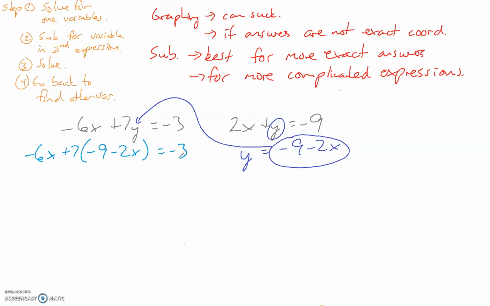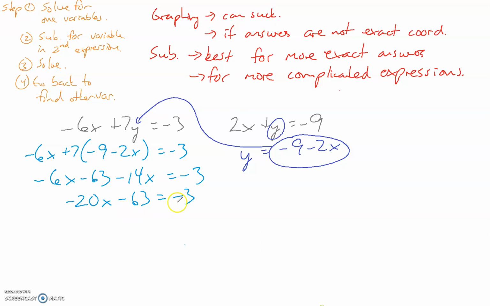Okay, so now we move on to step 3. Got to solve. Well, let's multiply the brackets out and clean things up. So negative 6x, 7 times negative 9 will give me negative 63, and then I've got minus 14x is equal to negative 3. All right, got to combine like terms here. Negative 6x and negative 14x, so I've got negative 20x altogether, take away 63 is equal to negative 3.